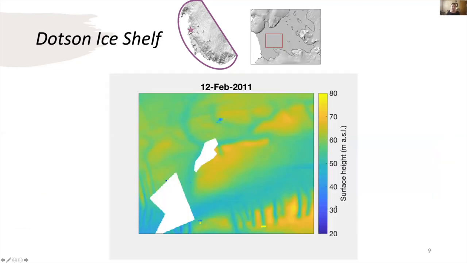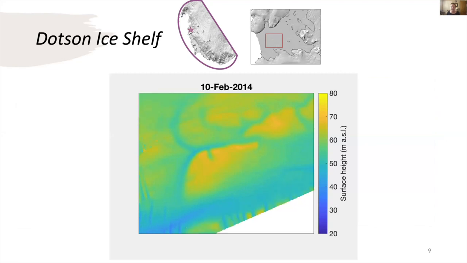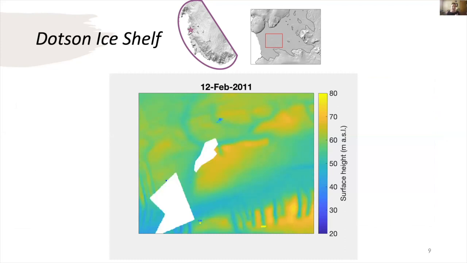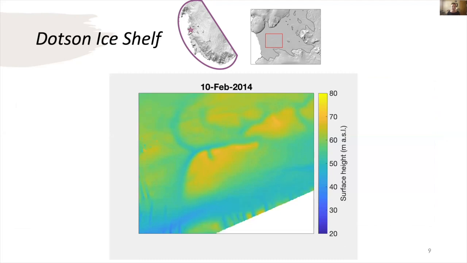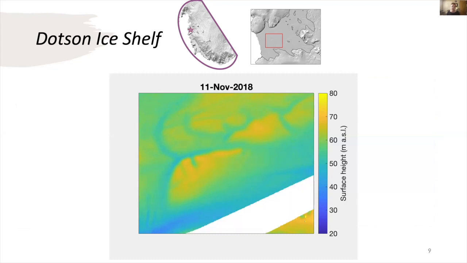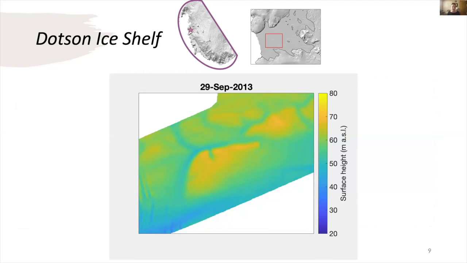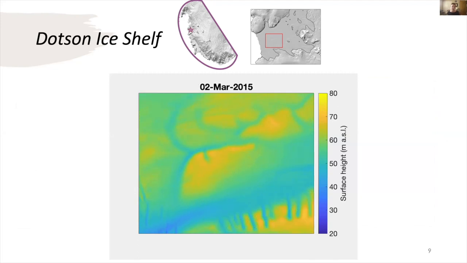So here's that GIF again of the surface height. And I was somewhat surprised to see that these channels kind of move as a unit between 2011 and 2018. I was kind of expecting some changes in the channel shape, maybe like where they branch or merge, but they all seem to be moving as one. So that indicates to me that the velocity is spatially uniform across this region. However, it looks to me like there is an apparent speed up after 2014.